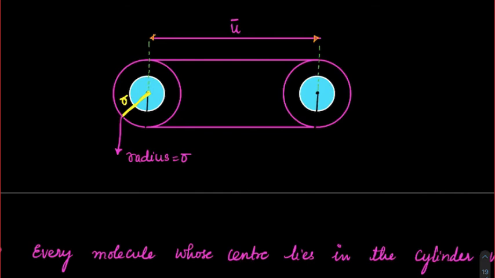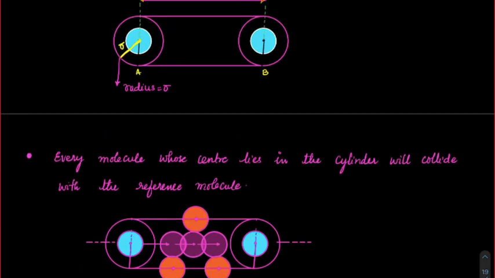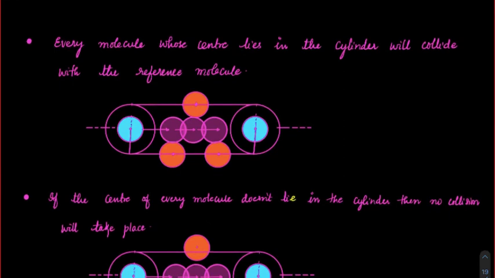So from position A, it has moved to position B. If I consider a cylinder like this, which has a radius of sigma, now what I can say is, imagine there is every particle present in the volume of this cylinder while this particle is moving from this position to this position, that is from A to B.